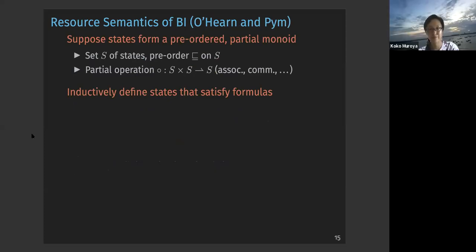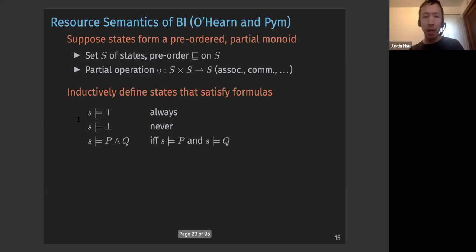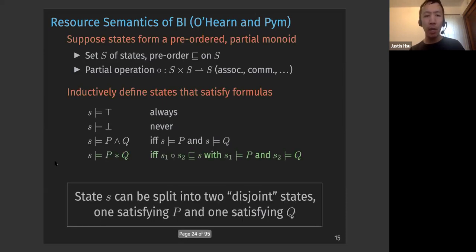Okay, so we can inductively define which formulas are true on which states. Some of these are kind of obvious. So the true formula is always valid in any state S. The false formula is never valid in any state S. P and Q is going to be valid in state S exactly when P is valid in S and Q is valid in S. But the more interesting cases are for the separating conjunction, where you have a definition that looks something like this.